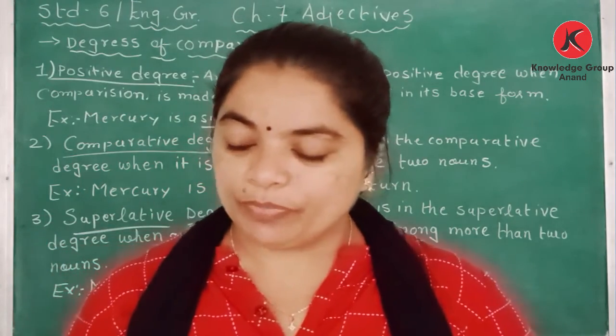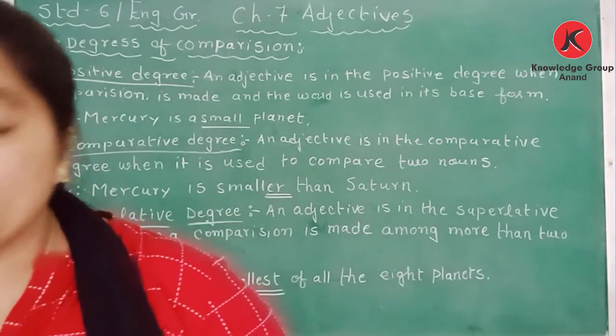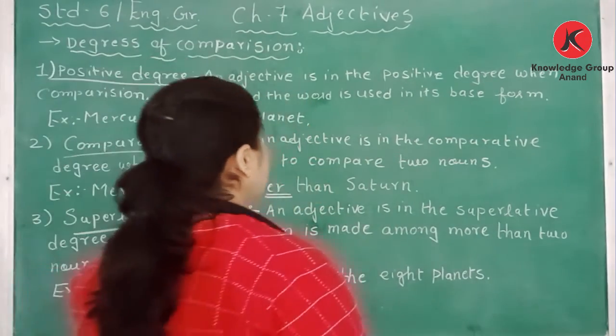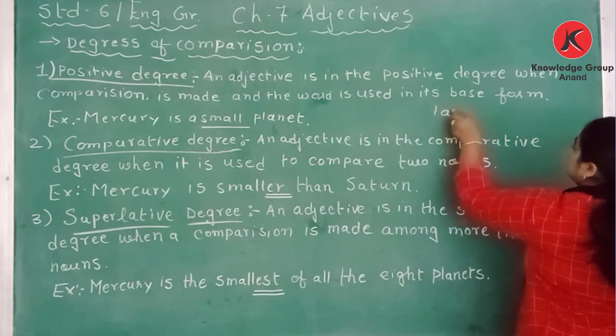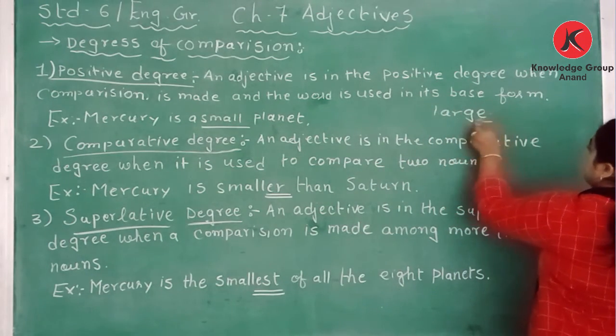Rule number 2. See here the words are given. One word is given here, large. Now it is ending in E.